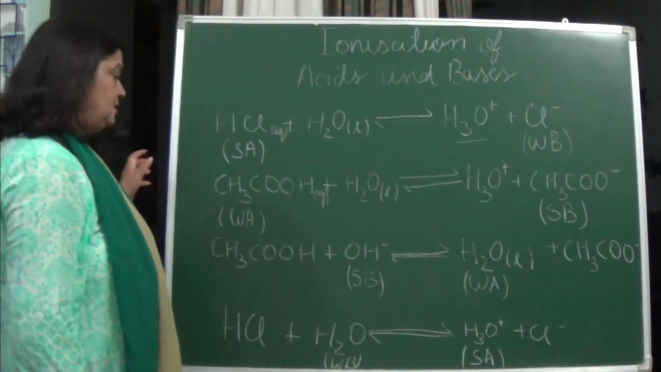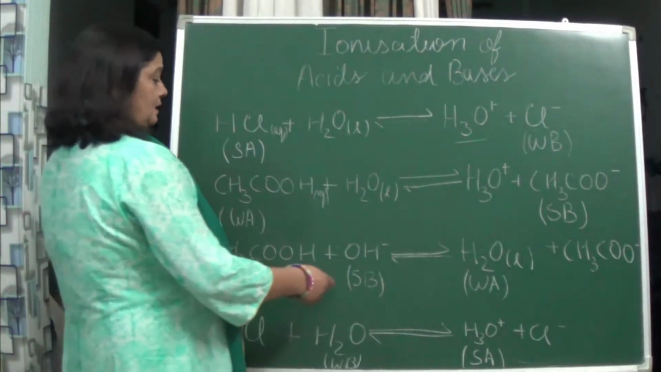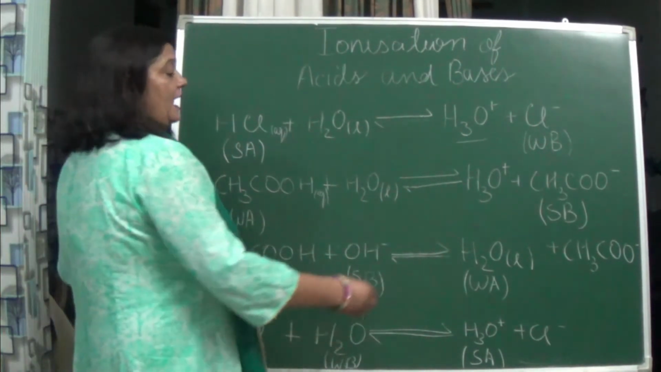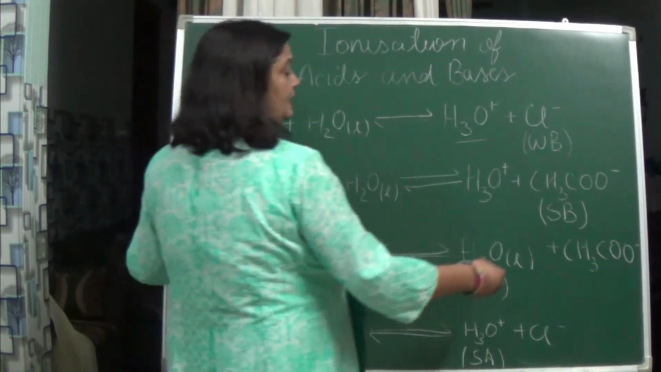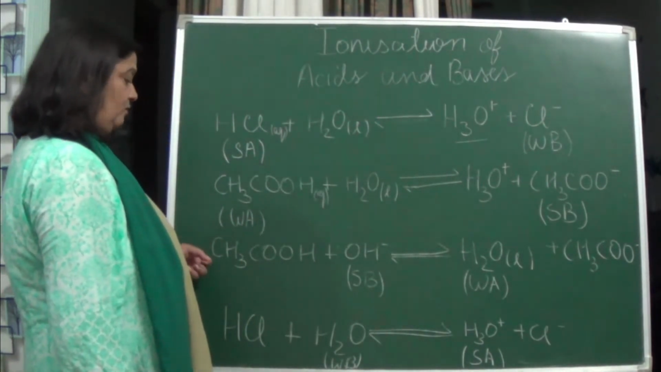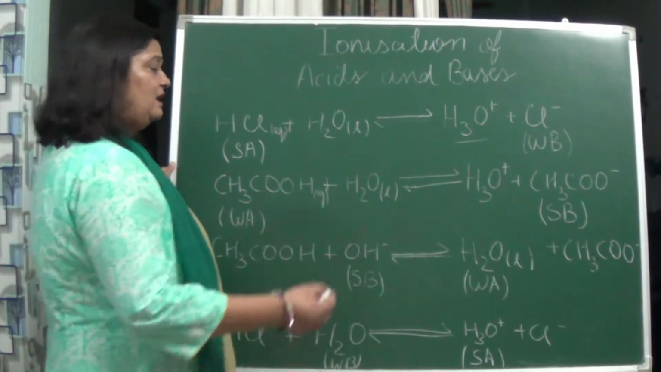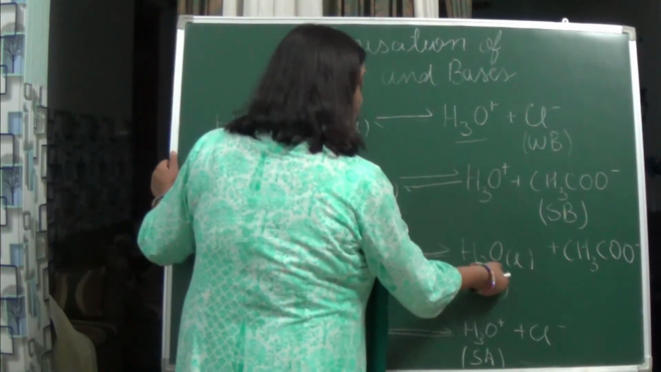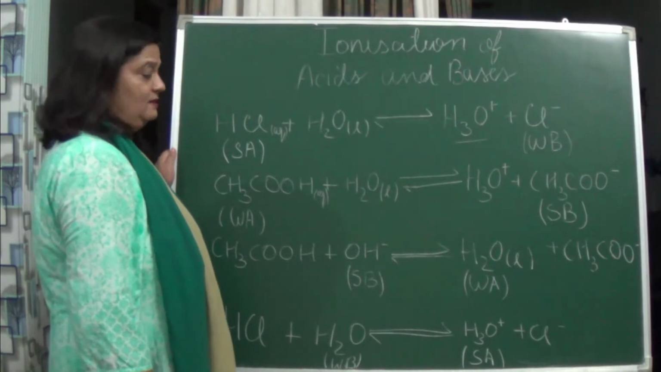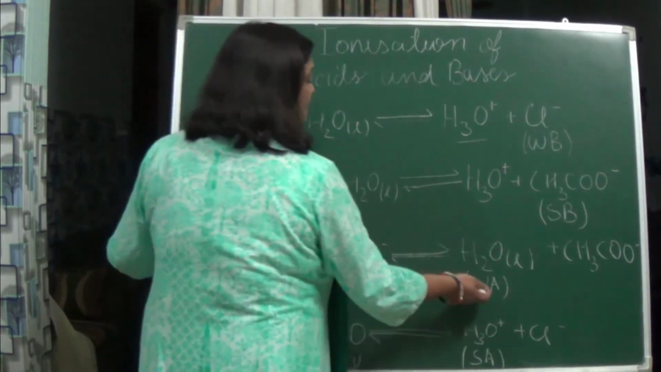Now if a weak acid is used, and we are using OH- ion, meaning a strong base, we will be getting H2O, that is water, and acetate ions. Here we have taken a weak acid, but which type of base have we taken? A strong base. So we are getting a weak acid over here. Water itself is ionized as H+ and OH- ions. So from a strong base we are getting a weak acid on the product side.